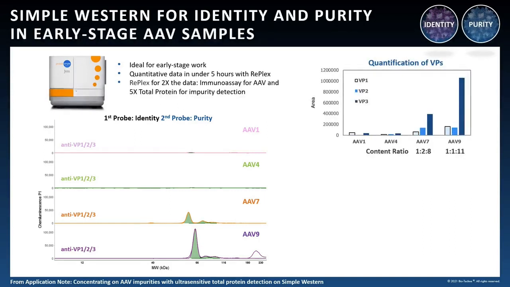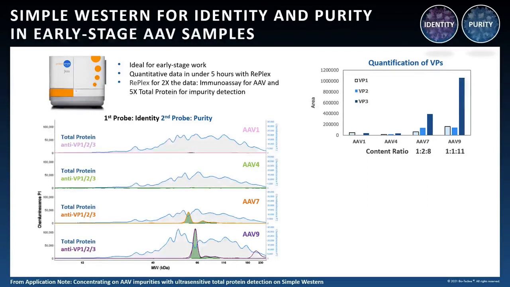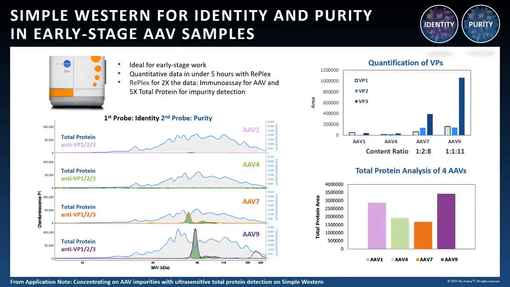We can also estimate the content or capsid ratio for these samples, and shown here for AAV7 at 1 to 2 to 8, VP1 to 2 to 3, and for AAV9 a 1 to 1 to 11 ratio. Now looking at the Replex, or the second probe of these same capillaries, you can actually see that they contain a lot of protein. This protein can of course also be measured, or the so-called total protein area shaded in gray, and these data can be used for subsequent normalization of the data.